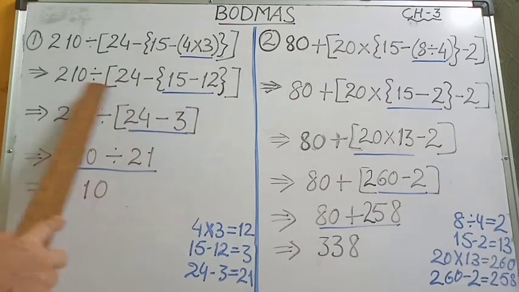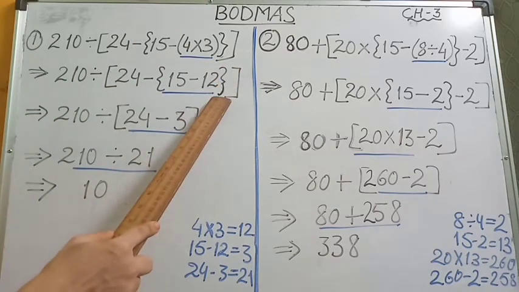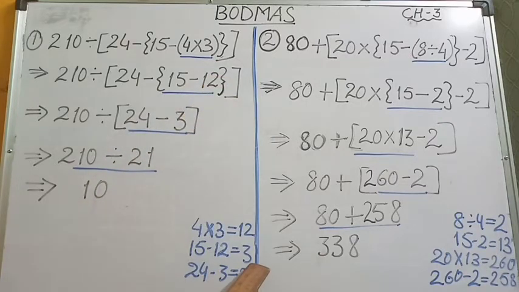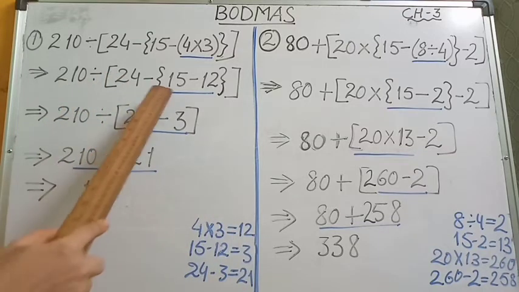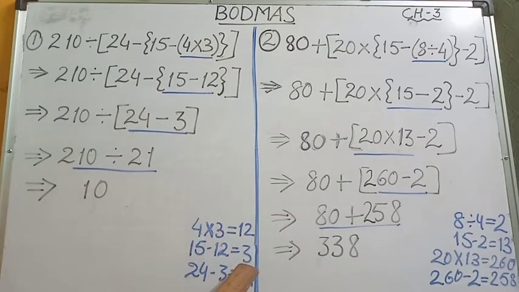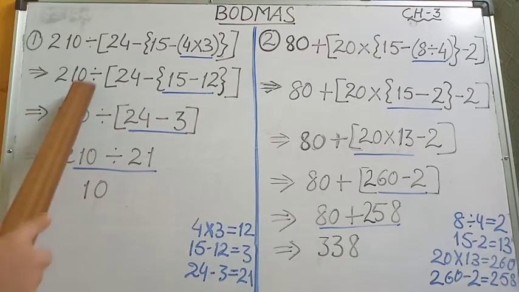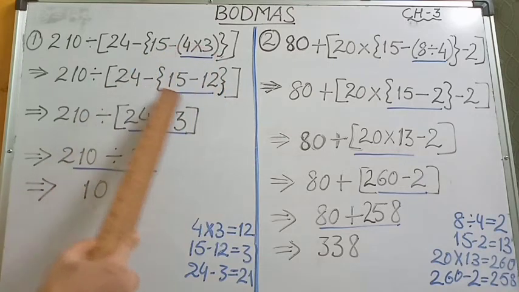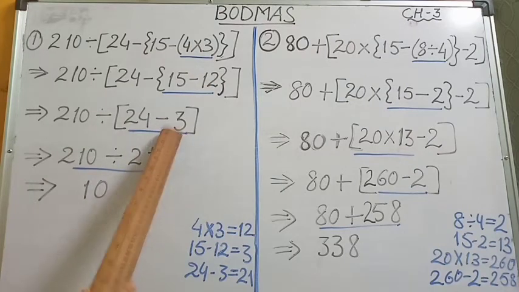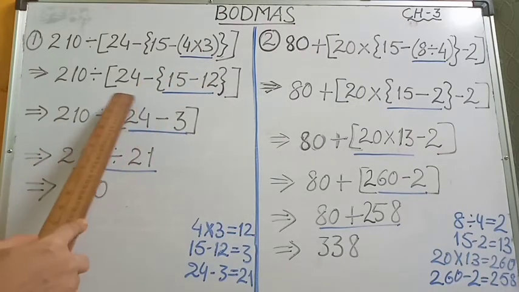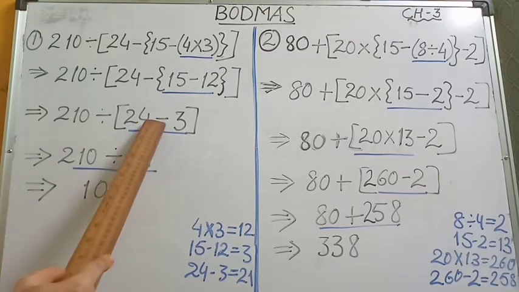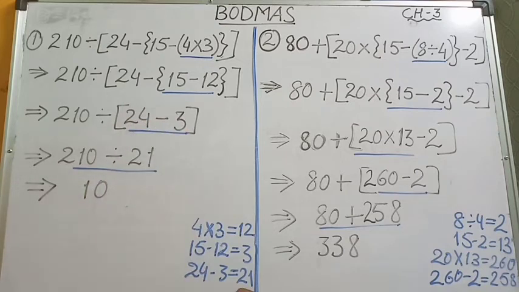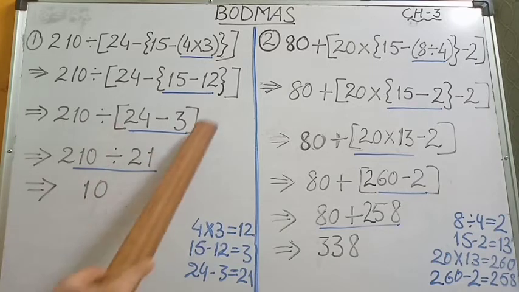Now in the next step we have the curly bracket. Within the curly bracket we have 15 minus 12. So 15 minus 12 is 3. So we will write all the terms as they are and in place of the curly bracket we will write 3. So 210 divided by square bracket 24 minus 3. Now we have the square bracket. Within the square bracket you can see only one operation is there. So we will solve 24 minus 3, that is 21. So we will write 21 in place of this square bracket.